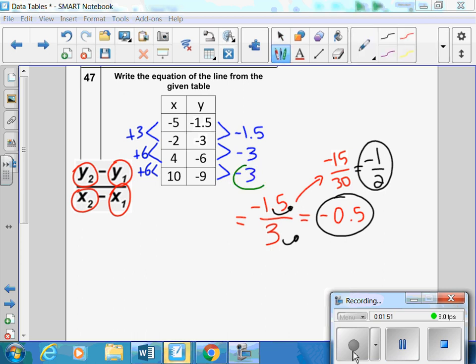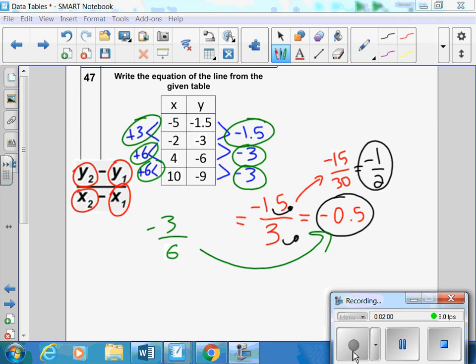Then if we take negative 3 and divide by 6, negative 3 over 6, that's going to be negative 1/2. Same thing here, negative 3 over 6. And if we take negative 1.5 over 3, that's also negative 1/2.